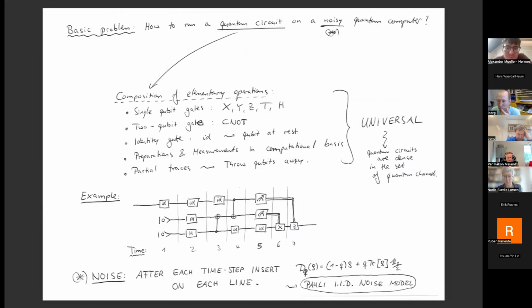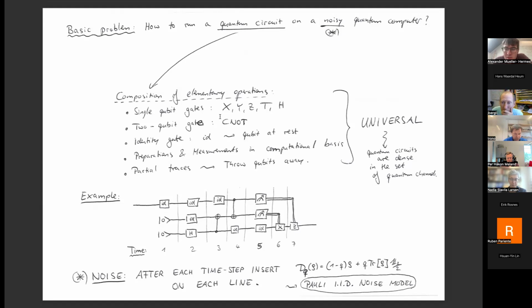You can forget about a qubit and just let it get lost. So if you have these kinds of elementary operations, then you can build, as in this example, complicated quantum circuits out of this. And in these quantum circuits, it's important to note that there's this notion of time, right? You could always think of the operations that you do in the first time step, then the second time step, third time step, fourth time step, fifth time step, and so on, right?